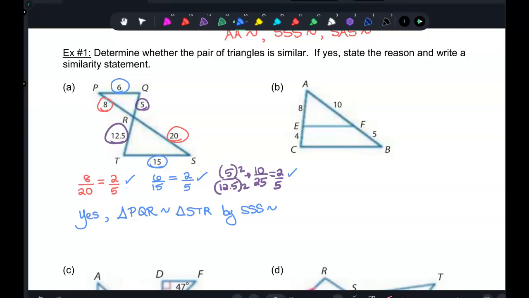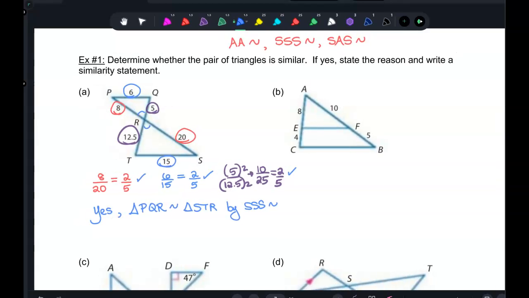Now, some of you may have thought, what about the vertical angles? That's fine. If you want to do the vertical angles in the middle, you could just compare 8 and 20 and 5 and 12.5, and that would be side-angle-side. So that's fine. Sometimes there's more than one reason that we can have two triangles that are similar.